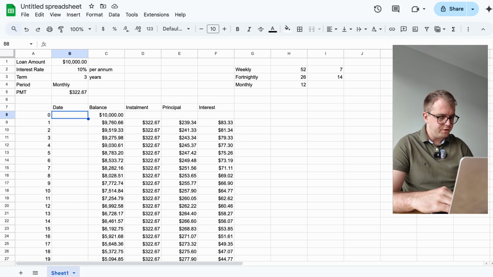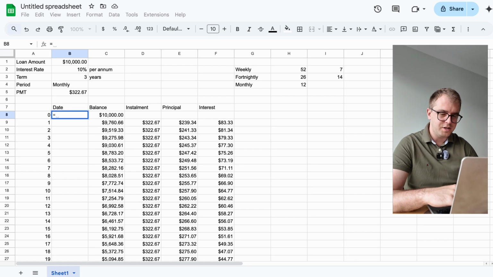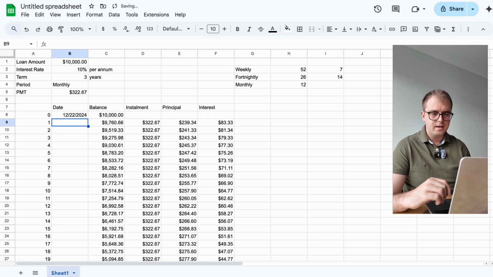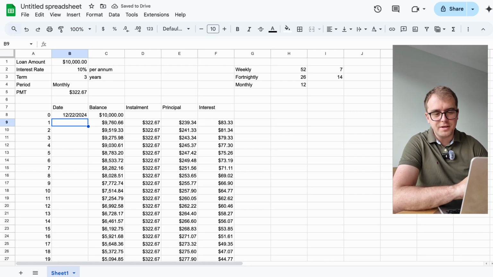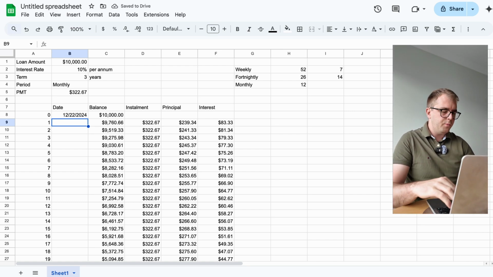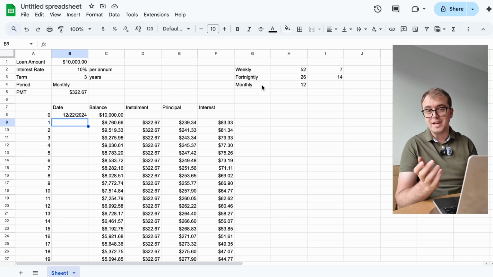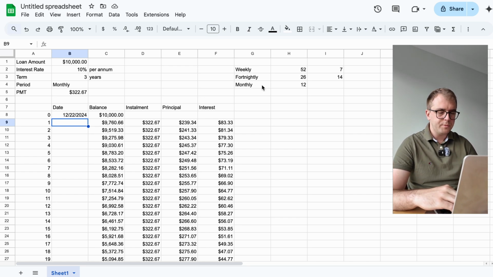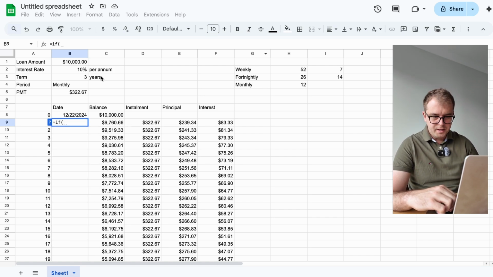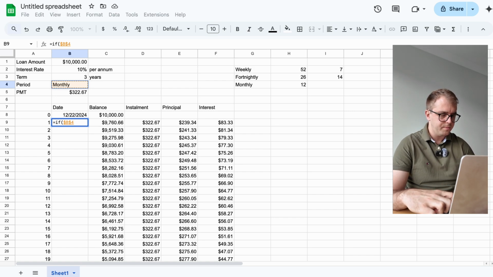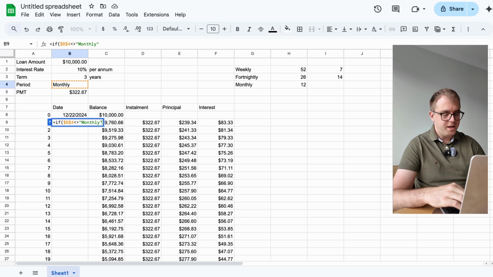So if I work out today's date, let's pretend the loan was taken out today. So we can use a today formula. Today, empty brackets. So it's the 22nd of December 2024. Now what we need to do is put in a bit of logic, because monthly can be different for every date. So what we want to do is say equals if this period, and we will lock that, if that period is not monthly, because monthly is the exception here.